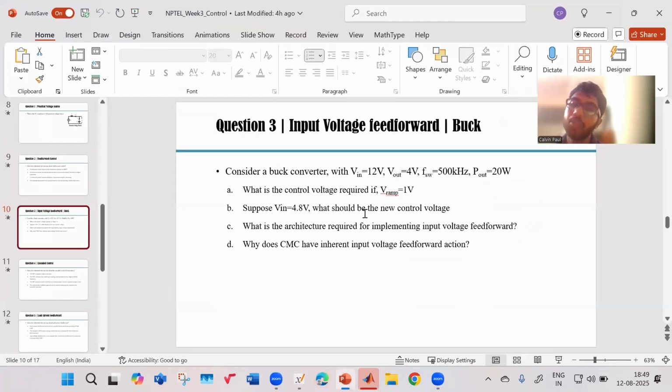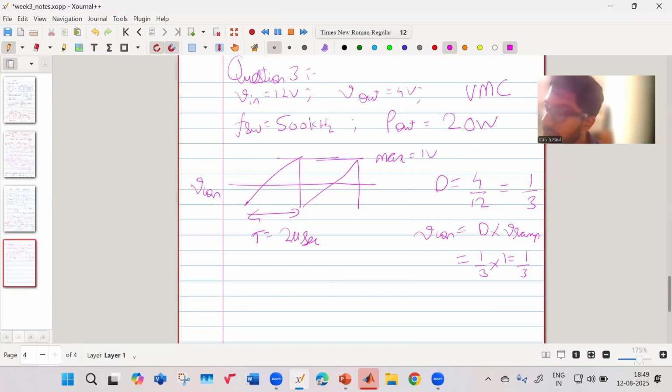Next, now suppose Vin becomes 4.8 volt. Vin has changed to 4.8 volts. So what happens is you say your Vin 2 is 4.8 volt. So what should be your D2 then?